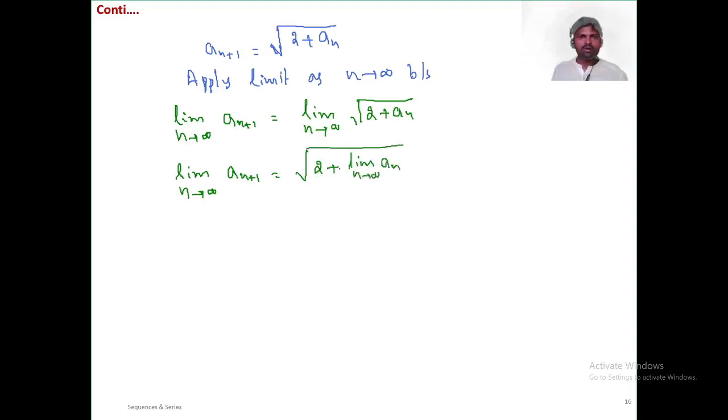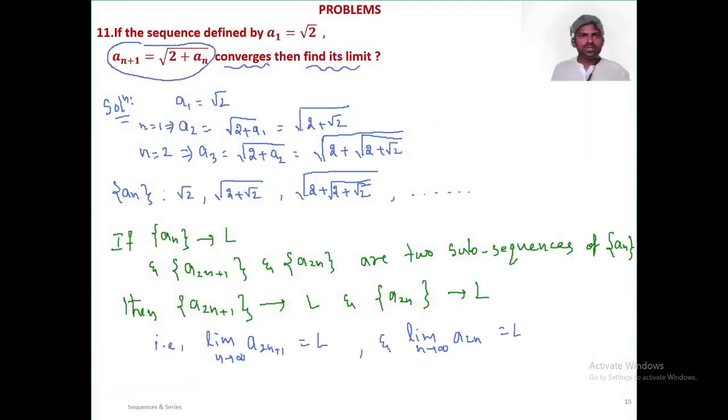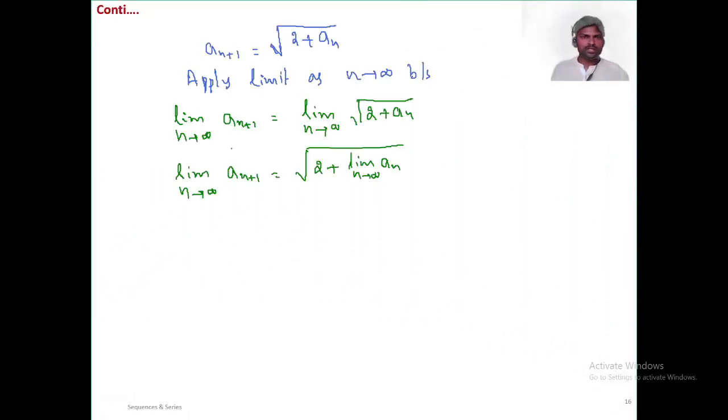Now go back to the question. What is the question here? If the sequence converges, then find the limit. It is already given that the sequence converges, so let's say it's converging to L. That means the limit as n tends to infinity of an is L directly. Then any subsequence also converges to the same limit L, so the limit of a(n+1) is L, and the right side is 2 plus L, because it is a converging sequence.